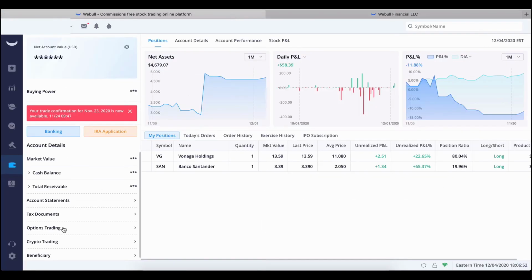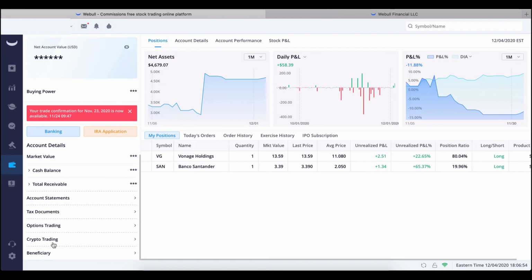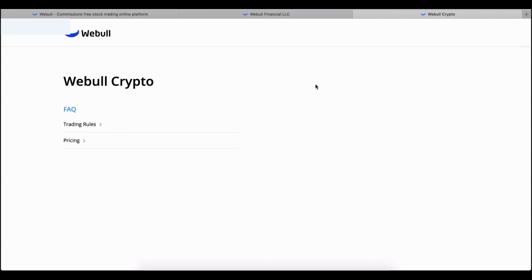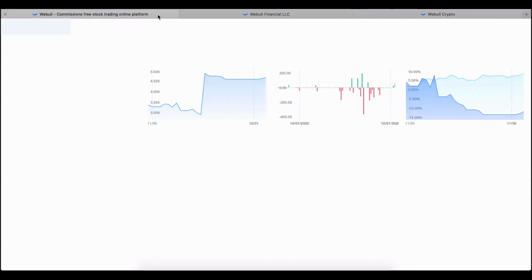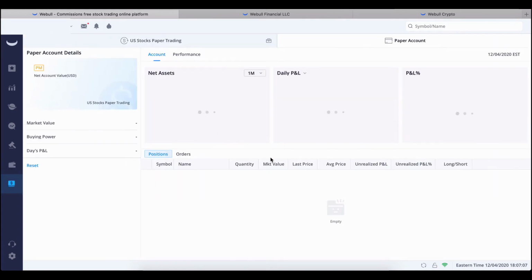Options trading, to apply for it right there, you click on options trading. To trade crypto, which you have to apply for, you click right here and it takes you to these application pages, which is very easy to pass. And last but not least is paper trading.